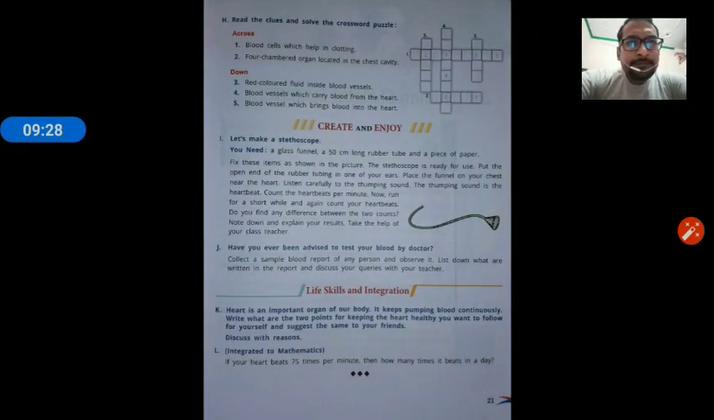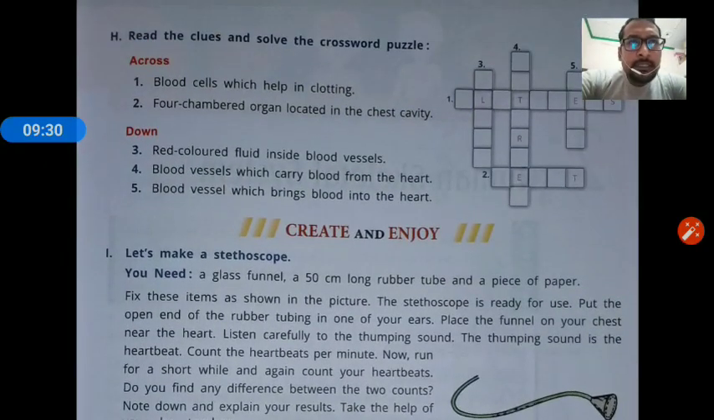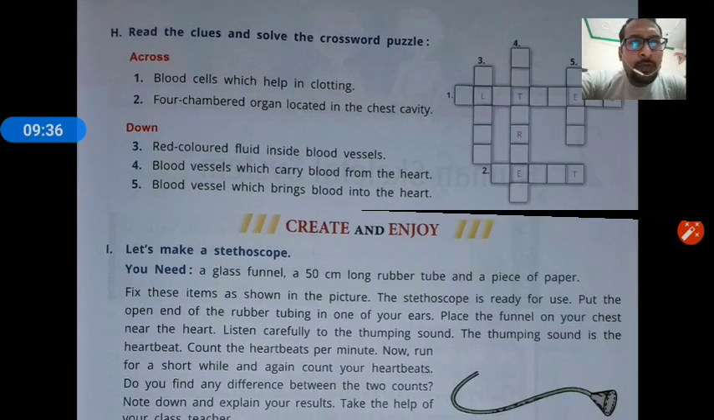Then the last one is the crossword puzzle, which I hope you can do on your own.